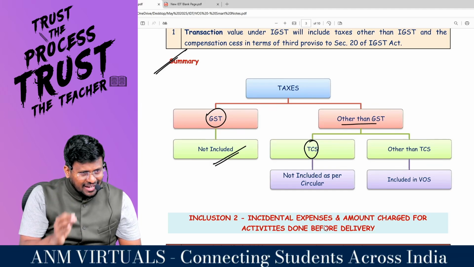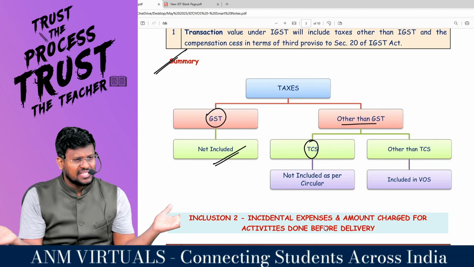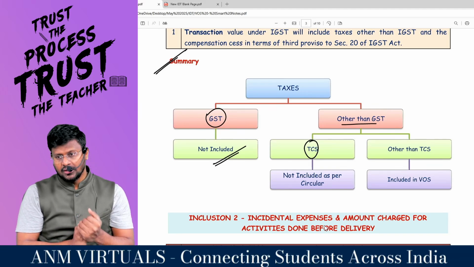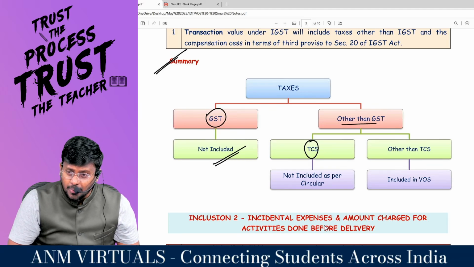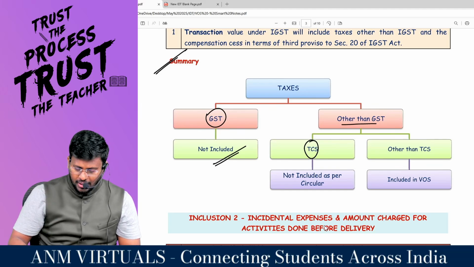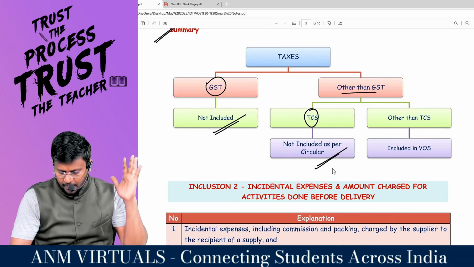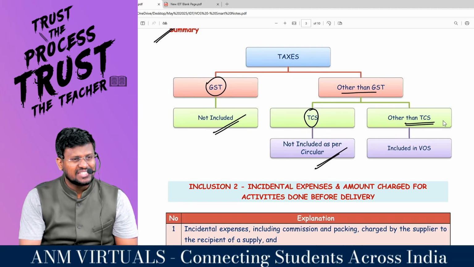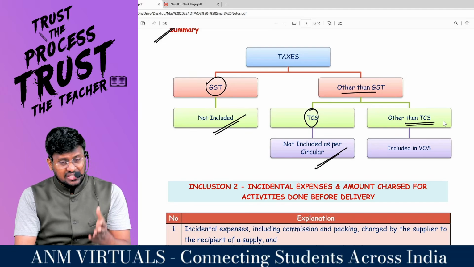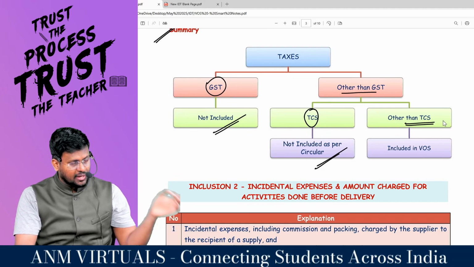Sir, they have given a clarification because everyone started interpreting that all taxes other than GST, that means TCS should be included in the value of supply, because that is not GST. No, sir. They put out a circular and clarification saying that it is not included. I am not talking about the TCS which is there in the indirect tax law; I am talking about the TCS which is there in the direct tax law. Are you all really with me?